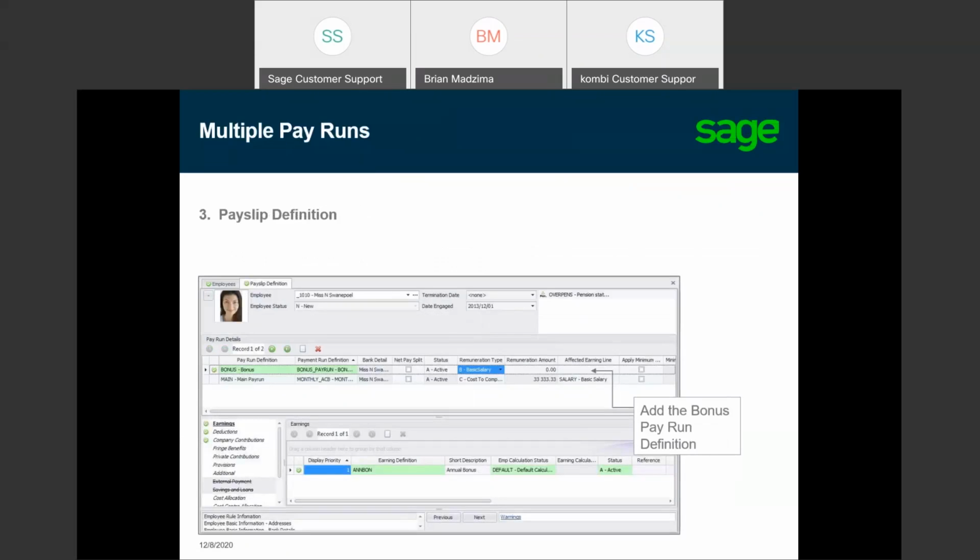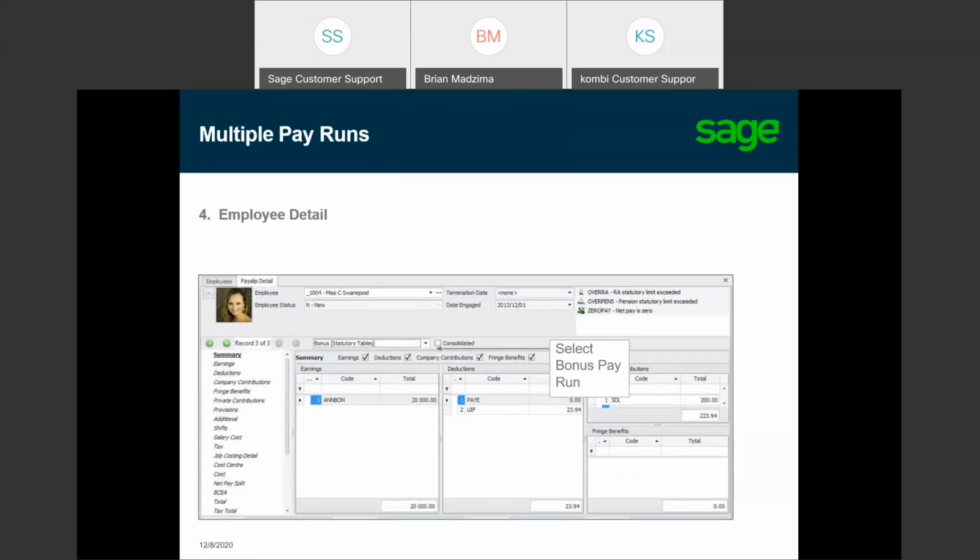Then you'll see on payslip definitions of employees, you'll now have a main run and a bonus run as well. And you can add the bonus run definition on the system here for each employee on the payslip definition. If no remuneration structures are used, then you must link the bonus run on the payroll definition screen, which we have listed here. And then you can just ensure that the setup is done correctly.